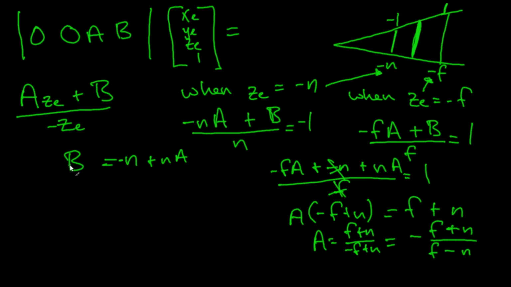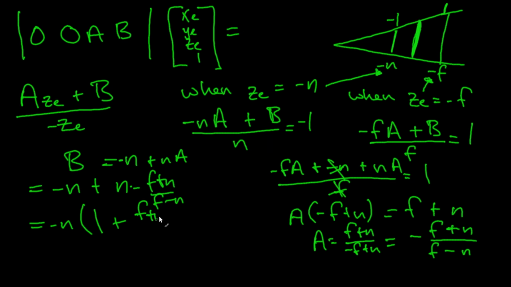Okay, here's our definition of b. We now have a definition of a, so we can figure this out. Let's go make some more room here. Negative n plus n times, well, here's a: negative f plus n over f minus n. And we can factor out one of these negative n's and simplify this a little bit. So here's negative n, and we'll have left over this term multiplied by 1, and this term, f plus n over f minus n.